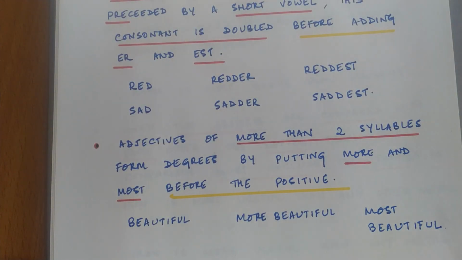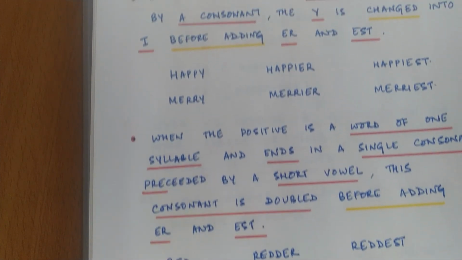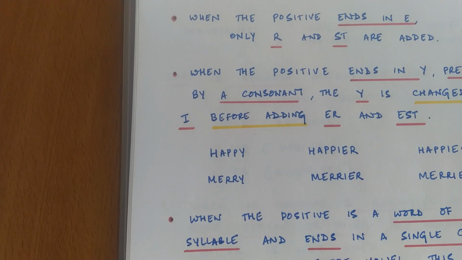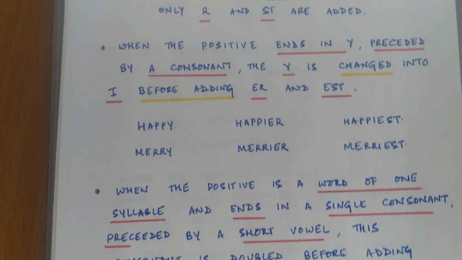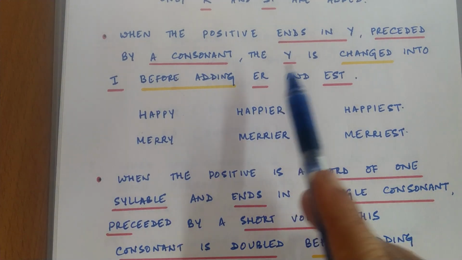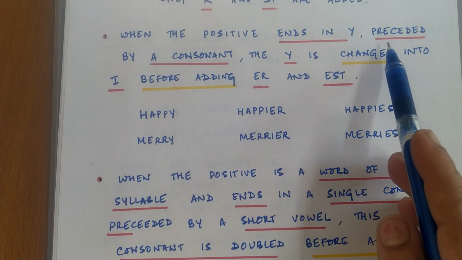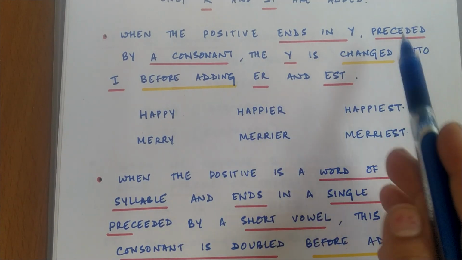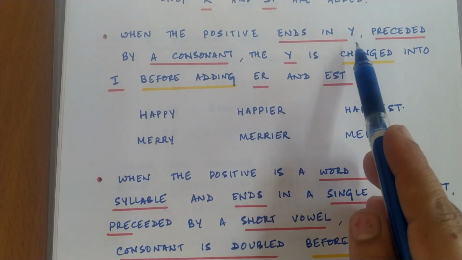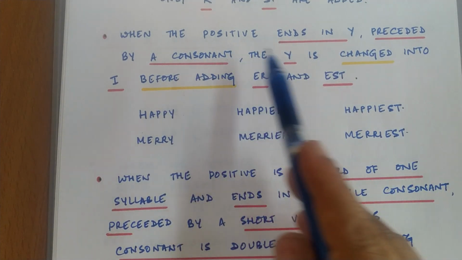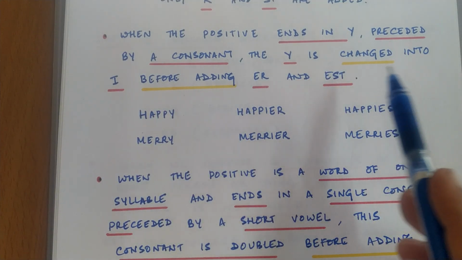Next, now when the positive ends in y preceded by a consonant. Now what do you mean by preceded? It means coming before. So when the positive adjective ends in y preceded by a consonant, the y is changed into i before adding er and est.